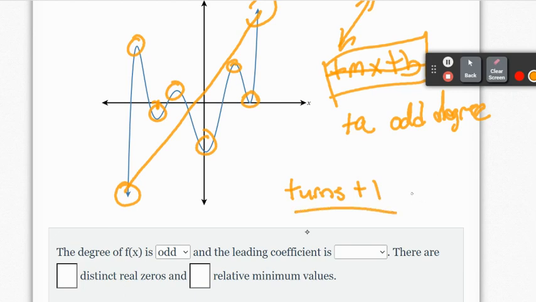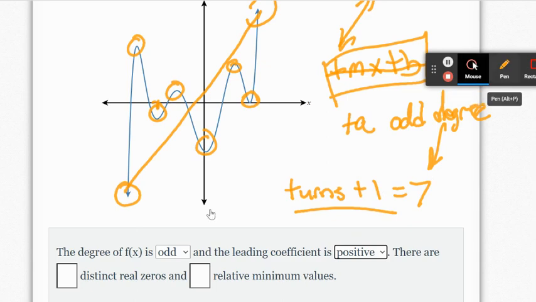That will tell you exactly the most likely degree. It could be more. I forgot what I counted. So that was 6 plus 1, so 7. So 7, odd, is the least possible degree. Now the leading coefficient: it was going up from left to right, so this is positive. And how many distinct real zeros are there?